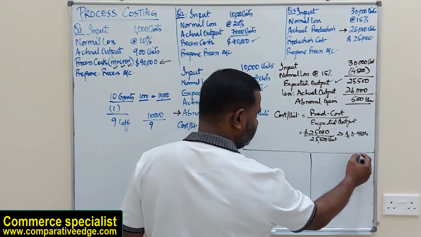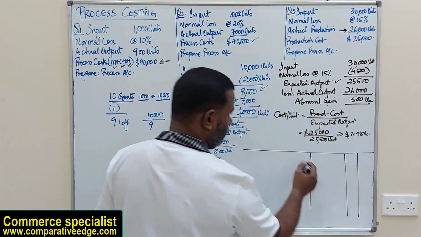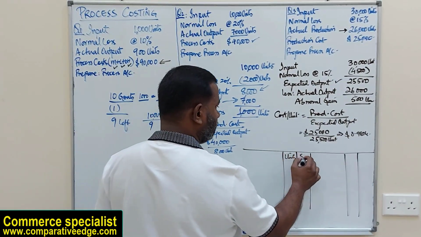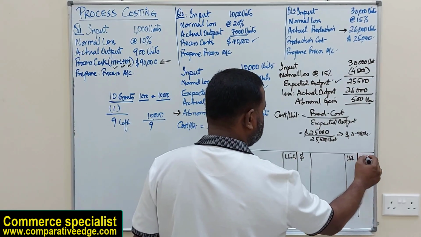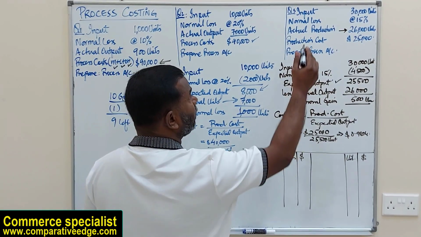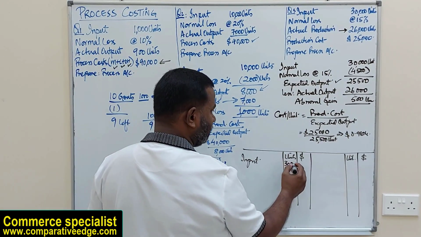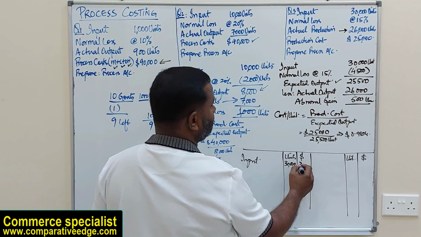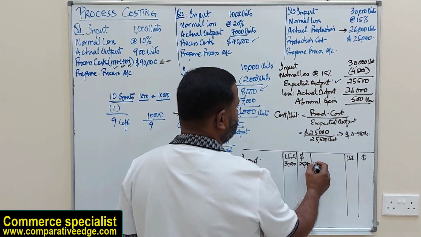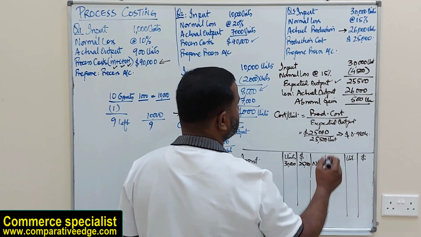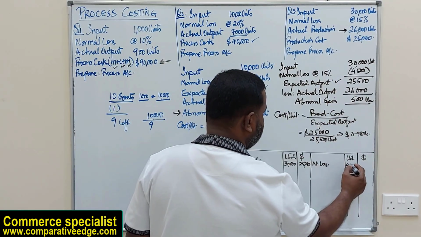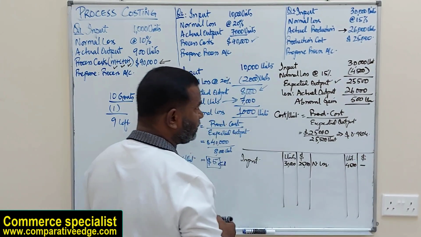When you make the process account, it's a little different here. You have two columns, units and dollars, units and the amount. So you start with input. We are talking about 30,000 units you started off with, and the value of this is $25,000. Here, there was some normal loss. So normal loss is how much? 4,500 units. And you know that we do not attach any value to this.